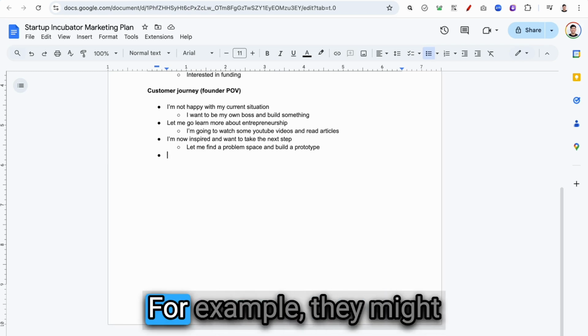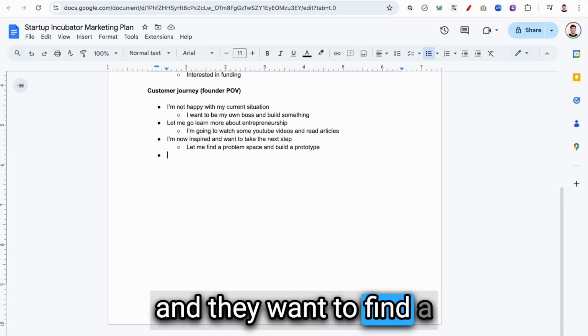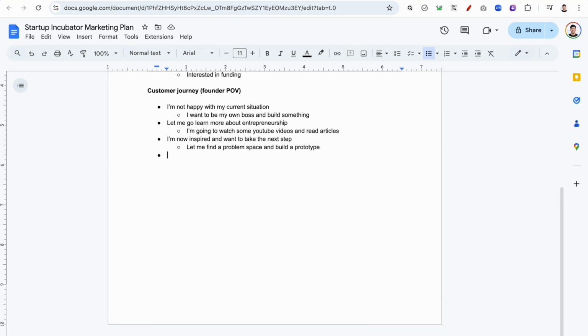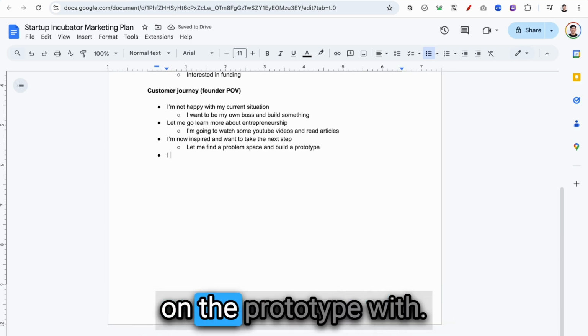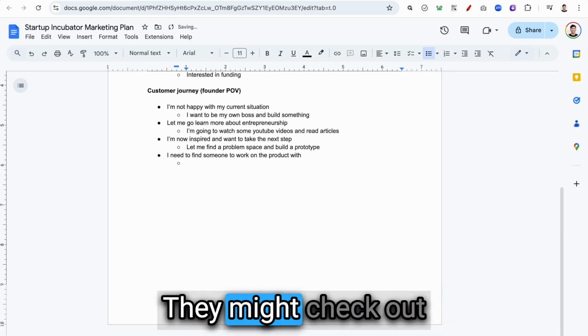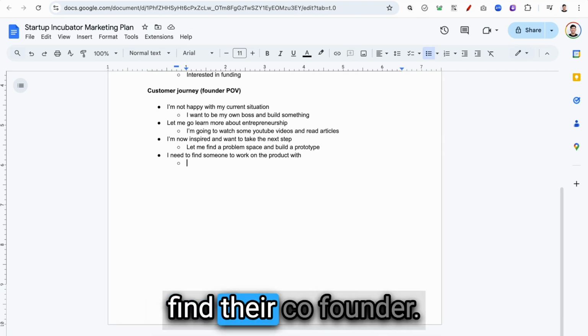From there, they might find that there's a mismatch in what they're trying to build and their skill set. For example, they might be more business focused and they want to find a technical co-founder. So in this case, they might be thinking, I need to find someone to work on the prototype with. They might check out some entrepreneur events to network and find their co-founder.